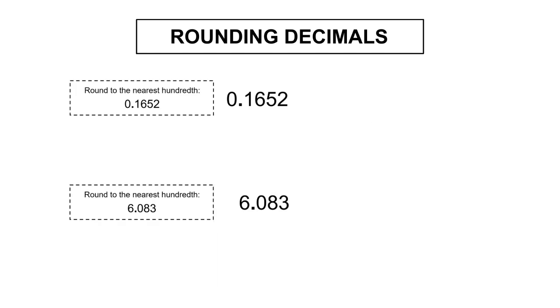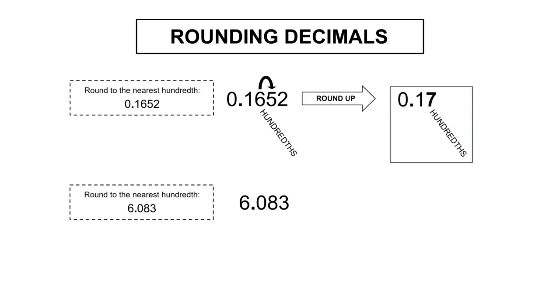Alright, now let's round to the nearest hundredth. We're going to follow the same steps. So for the first example, first we need to locate the hundredths place, and the 6 is in the hundredths place. Now we look at the digit to the right. In our case, the digit is 5 or greater, so the hundredths place will get rounded up by 1, and then we cut off everything after the hundredths place. The answer is 0.17.